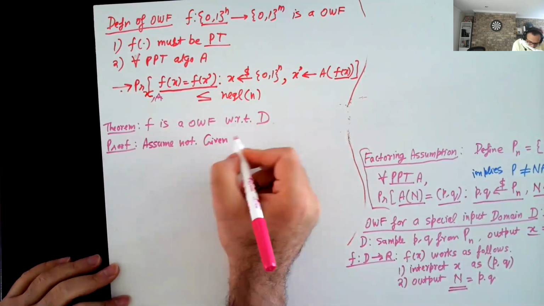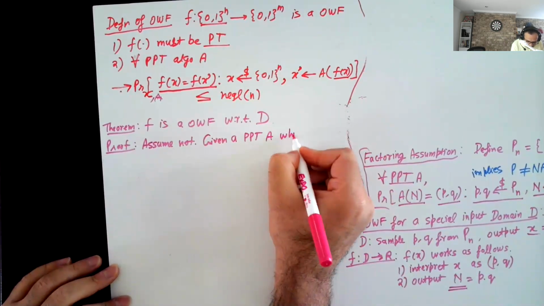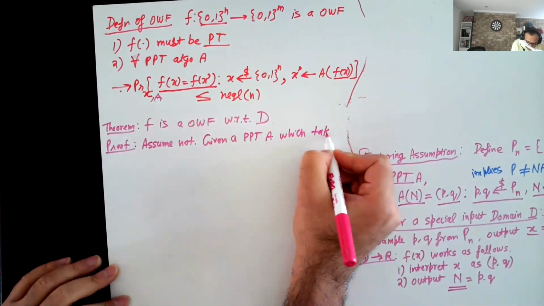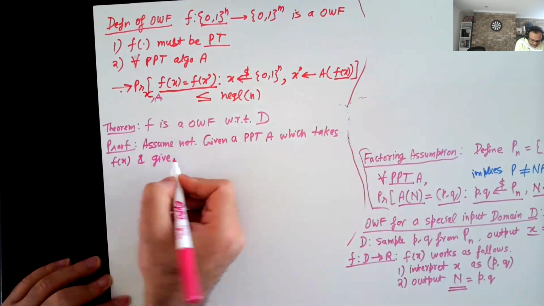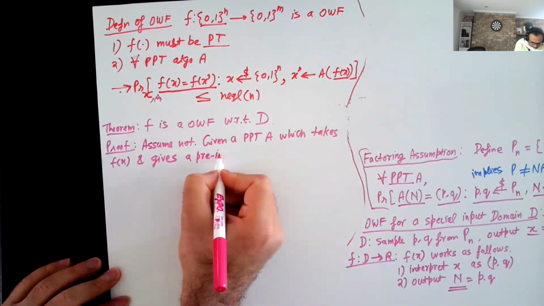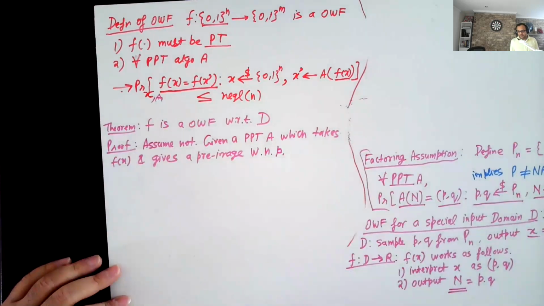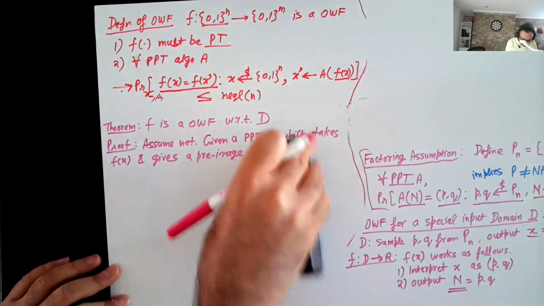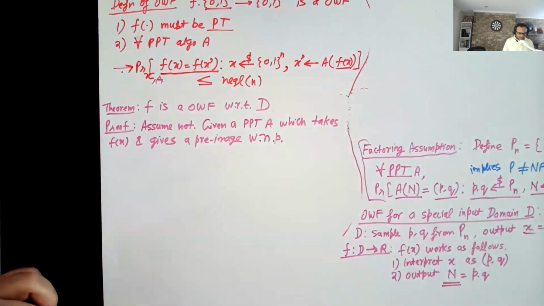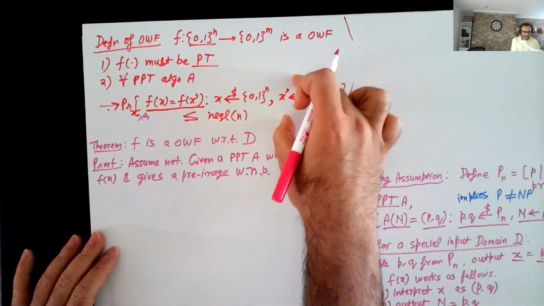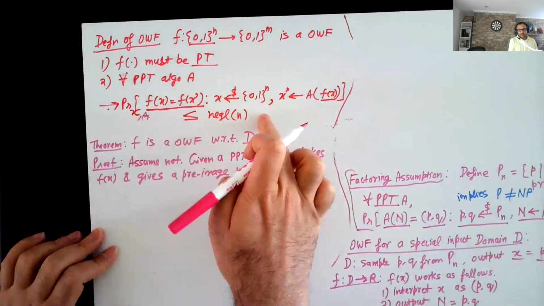so towards contradiction, you are given a PPT algorithm A which takes as input f of x and gives a preimage with noticeable probability. It's not with high. Okay. So what is the reverse of this definition? What would be the contradiction here? The contradiction here would be if there exists an algorithm A, which can give us the preimage, not with negligible probability, but with noticeable probability.